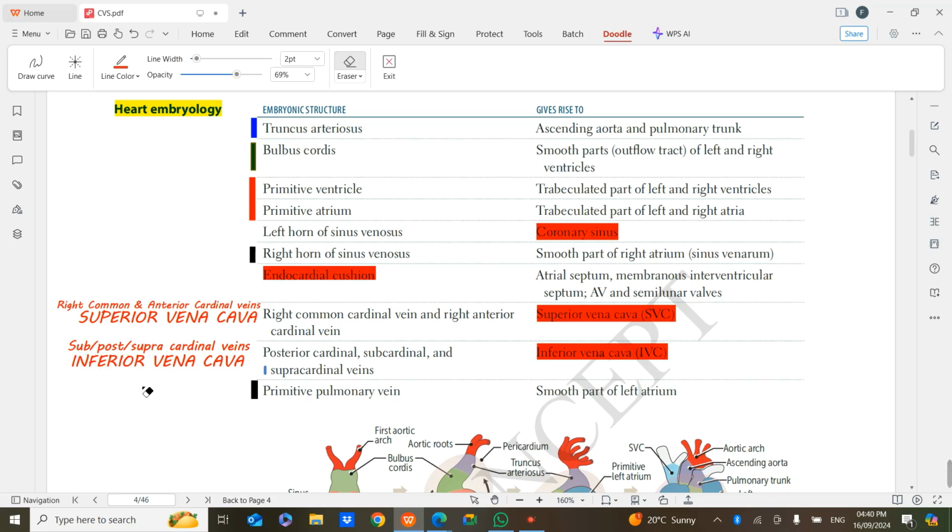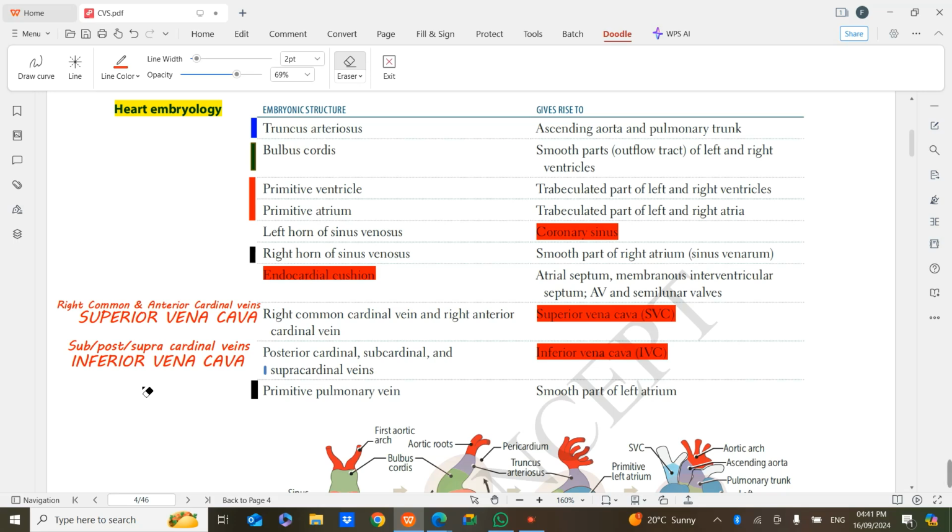So they will just give a question and peg it on, for example, a particular catheterization. The vessel that is catheterized here is probably the inferior vena cava. What is the embryologic origin of the vessel that was catheterized? A: subcardinal vein, posterior cardinal vein, subcardinal vein and posterior cardinal vein.